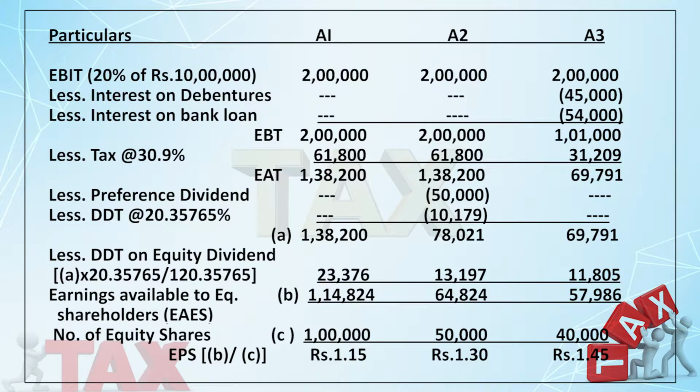So, what we get is EPS 1.15, 1.30, 1.45. So now you can easily say which one is the best. It is alternative 3, because that gives me the highest EPS, that is 1.45. Am I clear? Now, this problem may be given in a different way.